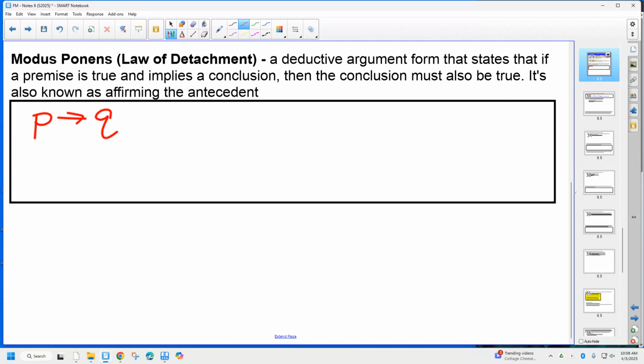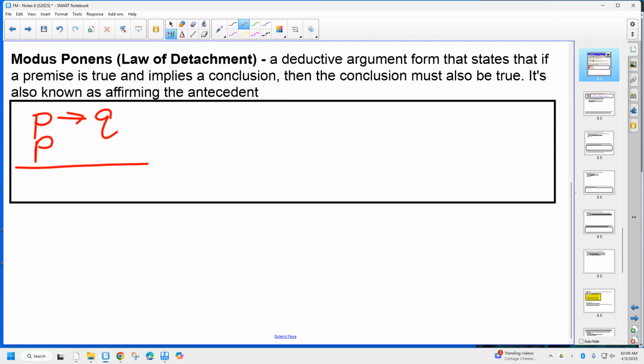That says if P, then Q. So you've got some kind of statement, and then you've got another statement. These would be the premises, and then you underline them to get to the conclusion.